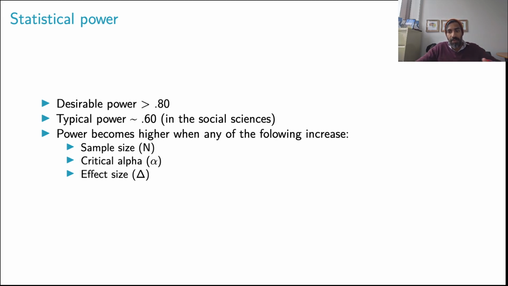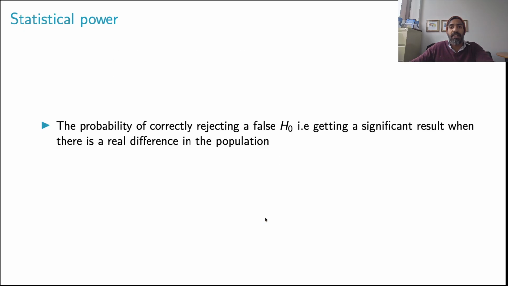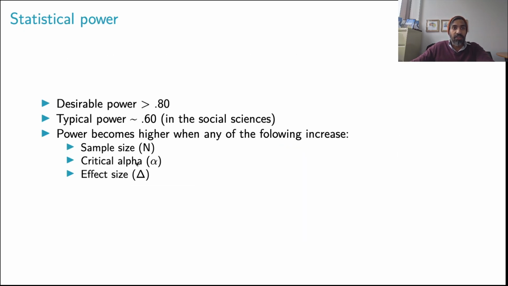Remember that alpha and power are related, right? So if we increase alpha, we have a higher likelihood that we'll detect an effect, yeah? So we can increase the critical alpha, or you can change it from bidirectional to a unidirectional, one direction test as well.